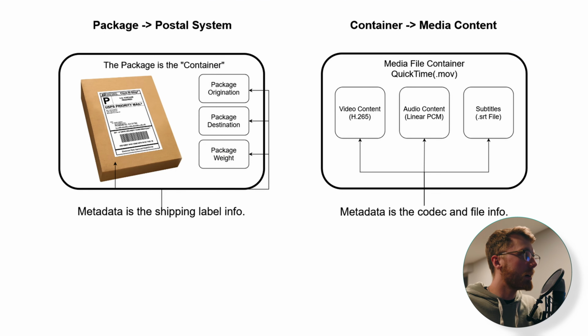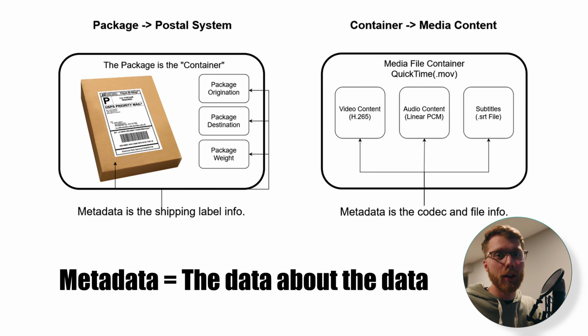In the case of the package, the metadata is the shipping label, where the package is coming from, and the destination, the weight of the package, the carrier, and stuff like that. It's the information about the information of what you're actually sending. So it's the data about the data, and that's why we call it metadata.